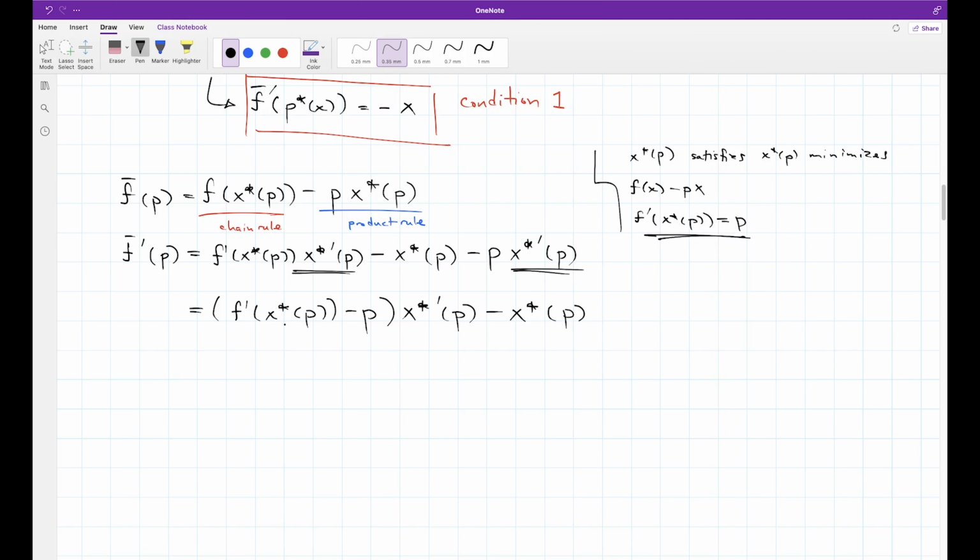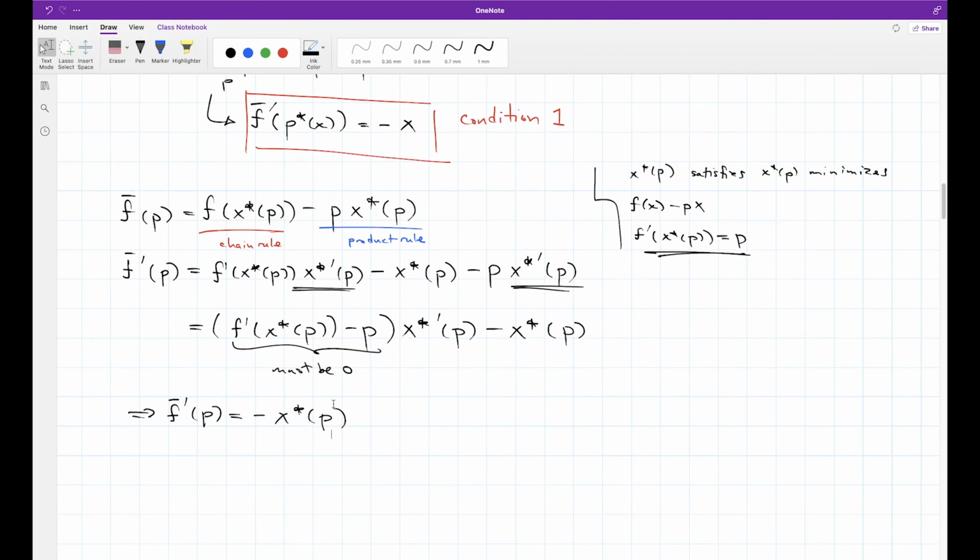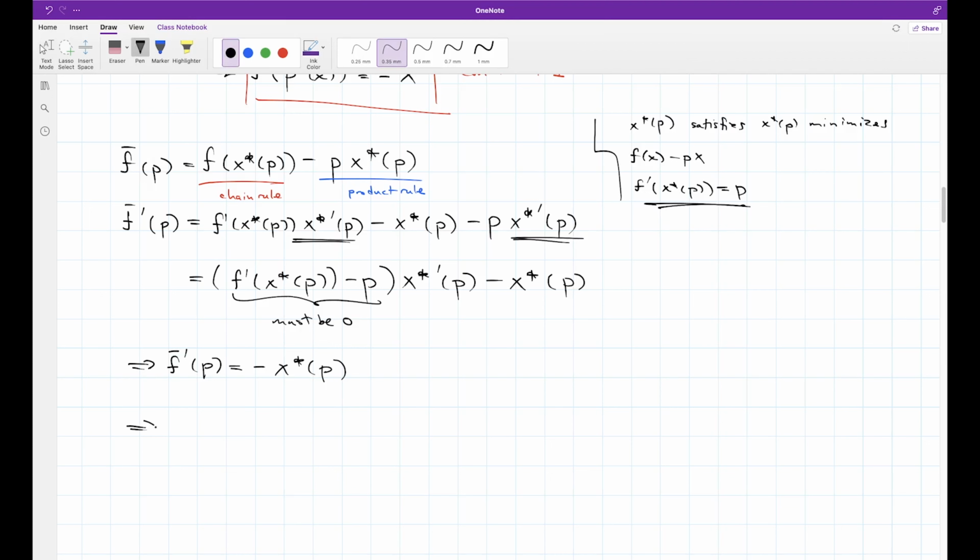And if you look at this expression and then look at this expression, you'll note that this must be 0. So this implies that f bar prime of p is equal to minus x star of p. All we need to do is now stick in for the value of p, p star of x. So we get f bar prime of p star of x is equal to minus x star of p star of x. All right, and this will be our condition 2.